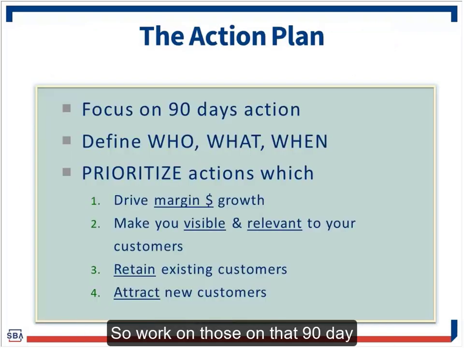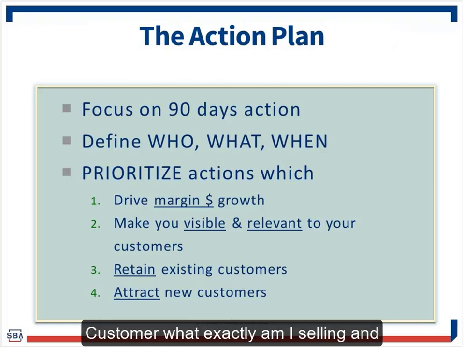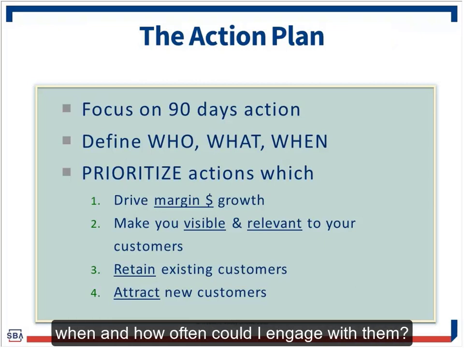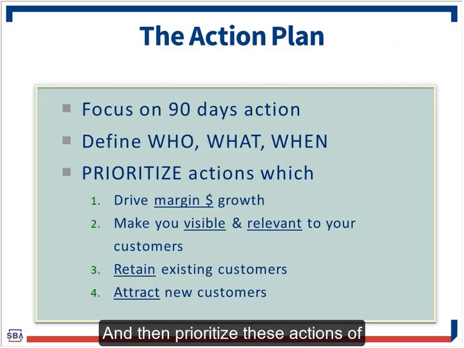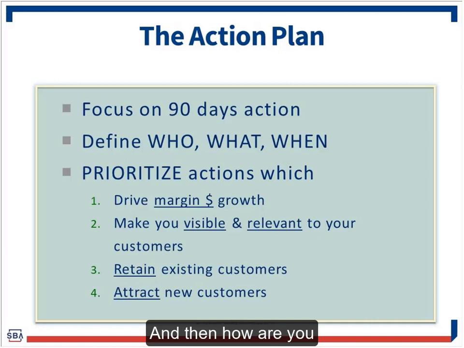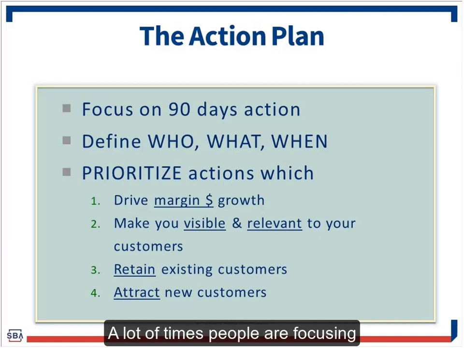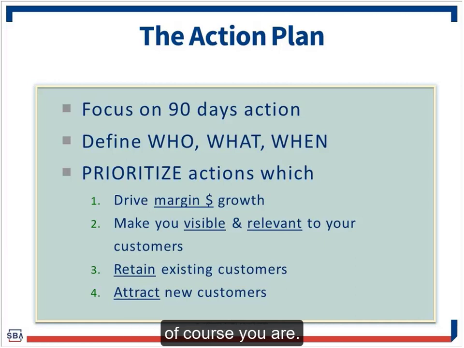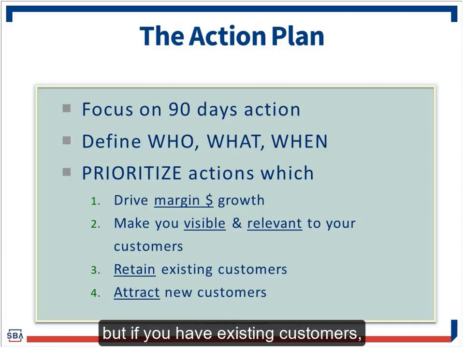Now, your action plan is focused on the next 90 days. So I mentioned earlier to do things in quarter staples, because then it's easier to focus. So work on that 90-day plan and define who is my customer, what exactly am I selling, and when and how often could I engage with them. And then prioritize these actions of driving your market, make you visible and relevant to your customers, and then how are you retaining existing customers.